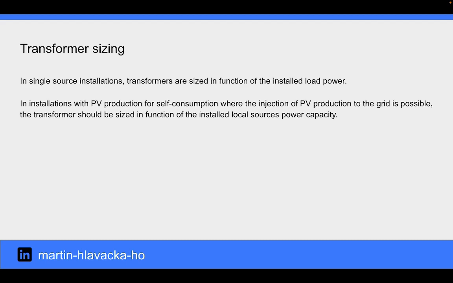In single-source installations, transformers are sized in function of the installed load power. In installations with PV production for self-consumption, where the injection of PV production to the grid is possible, the transformer should be sized in function of the installed local source's power capacity.